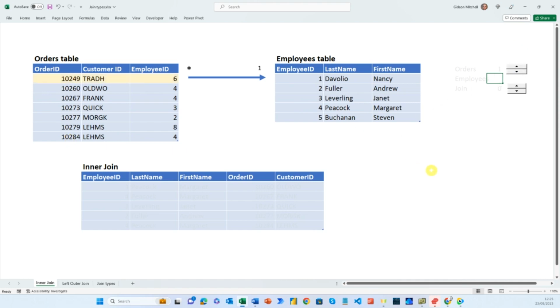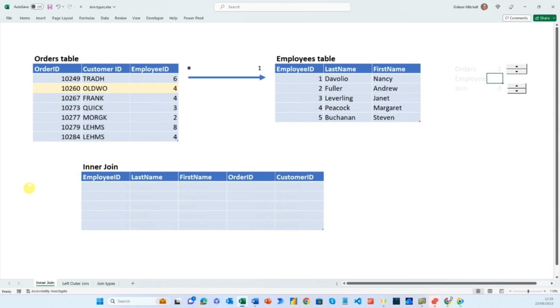So we start with the top record and we ask ourselves, with that record, is there or is there not a matching record with the same employee ID in the employees table? And the answer to that is no, there isn't, because it has an employee ID of 6 and there's no 6 in the employee ID column on the right. So this first record in the orders table doesn't give us any data in our inner join. We throw it away. Now we move on to the next record on the left hand side.